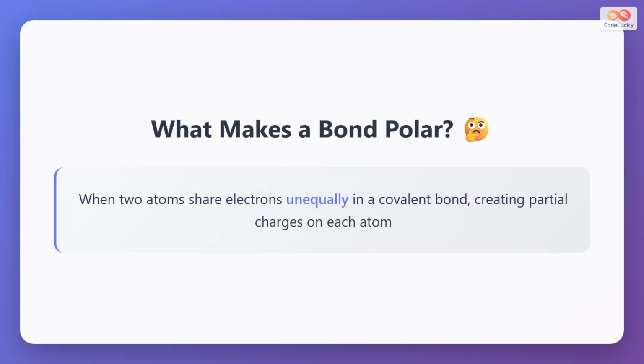So what exactly makes a bond polar? A polar covalent bond forms when two atoms share electrons unequally in a covalent bond. This unequal sharing creates partial charges on each atom. Unlike nonpolar covalent bonds, where electrons are shared equally, polar bonds have one atom pulling the shared electrons closer to itself than the other atom does.